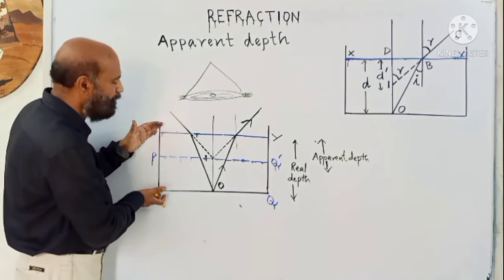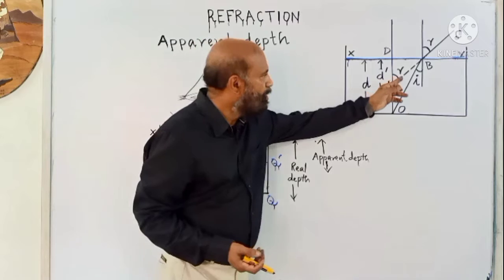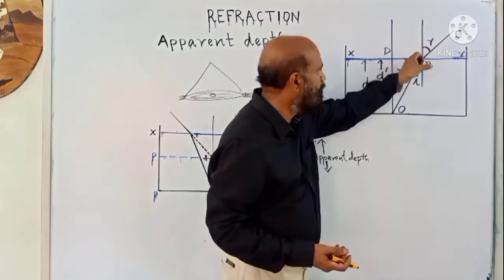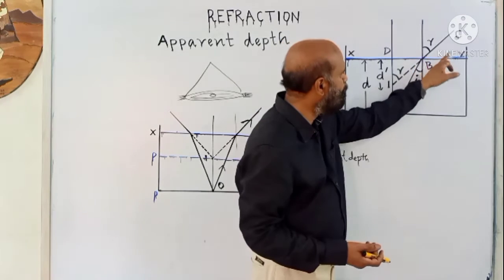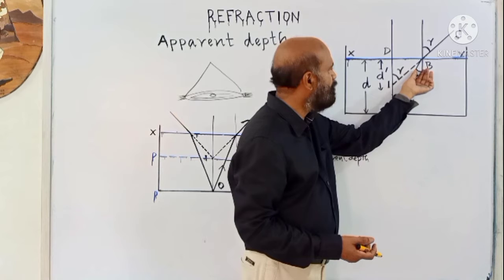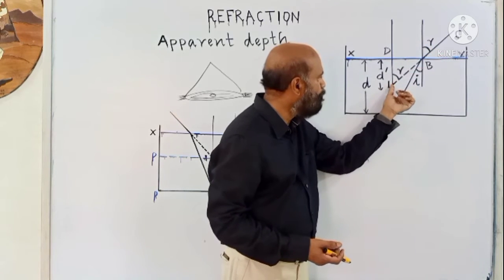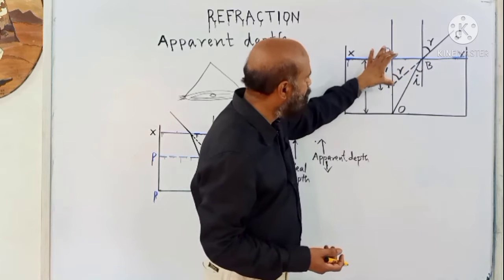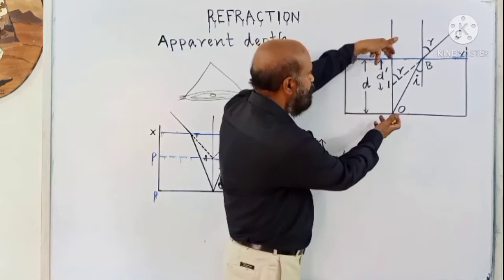So this is the real depth. This is normal, near normal incidence. So the light ray after the refraction is bent away from the normal. Now this is the angle of incidence and this is the angle of refraction. So light appears to come from this point. So this is the apparent depth, and this is the real depth.